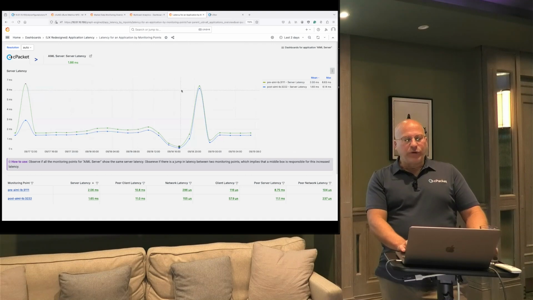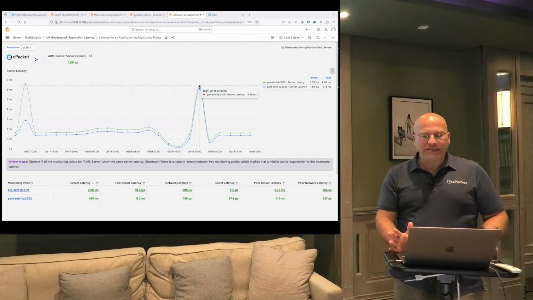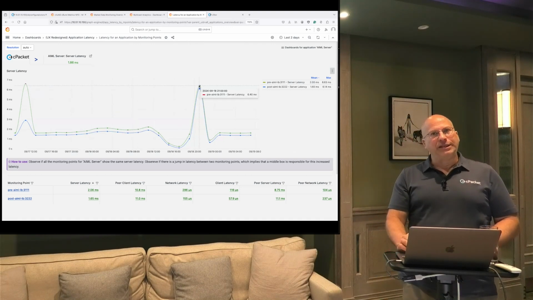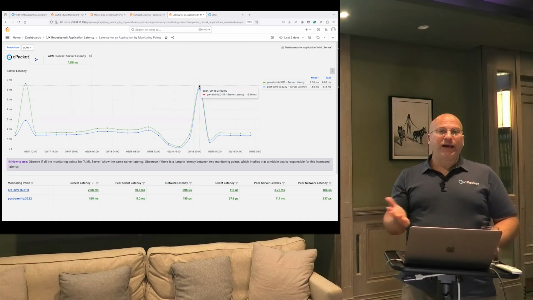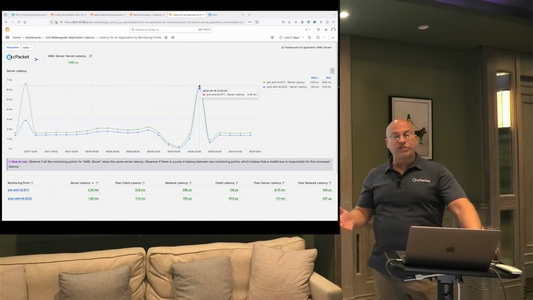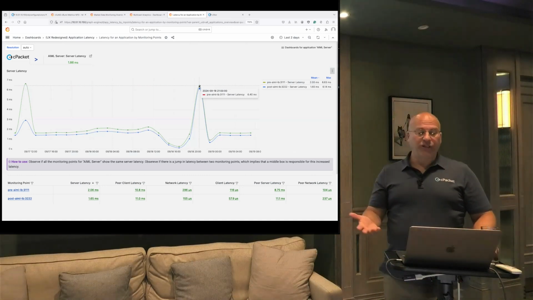On the other hand, around 8, we see, again, a jump in the latency, but in this case, both monitoring points show the same increase in latency, which implies that the reason that the latency went up around this time was really a server overload. Nothing really changed at the network.